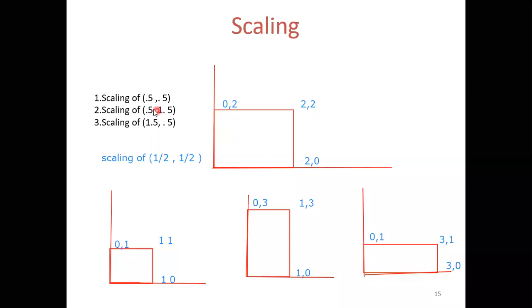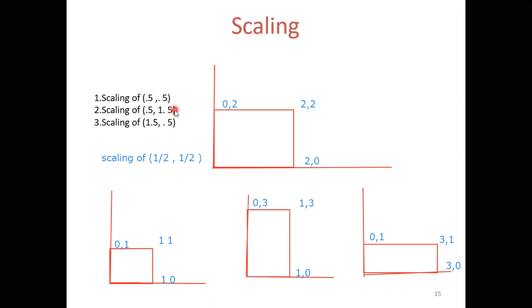Okay, so first of all, 0.5, 0.5, what does this mean? This means it will be half, half. That means the new diagram will be half of this diagram. So if I multiply this half with all of this, half into 0 is 0, half into 2 equals 1, half into 2 equals 1, half into 2 equals 1, and half into 0 is 0. In this way, I get this new diagram, where you see the image shrank in size. That means the size decreased, became smaller.